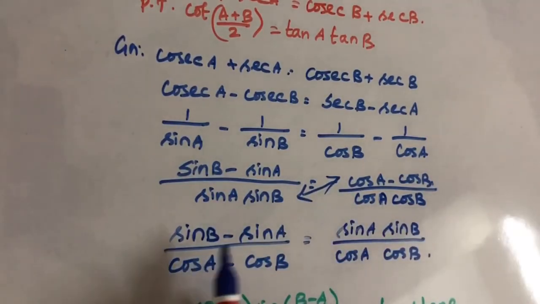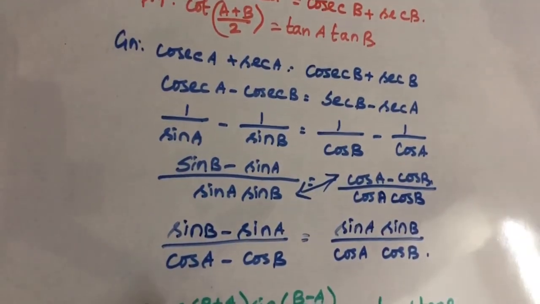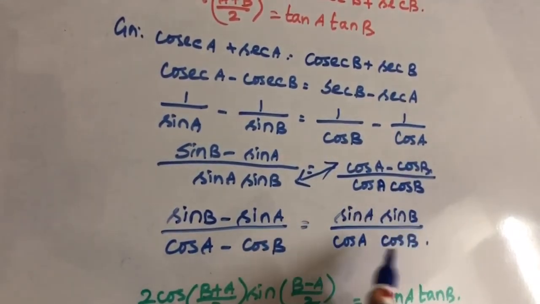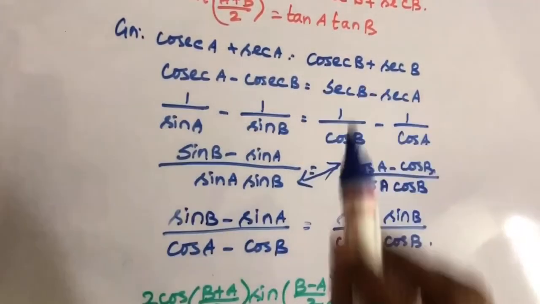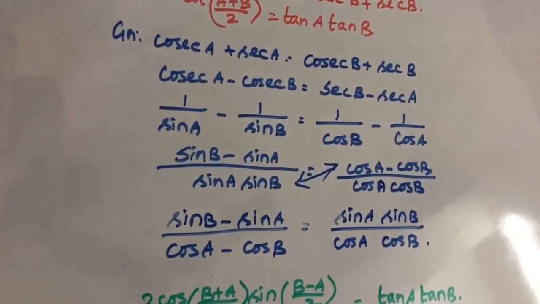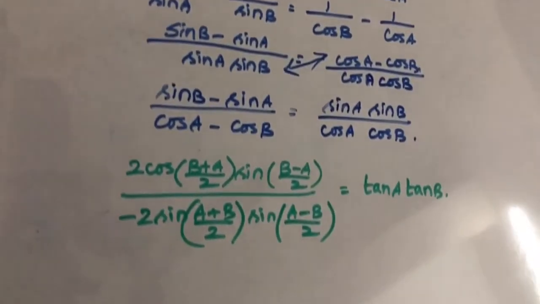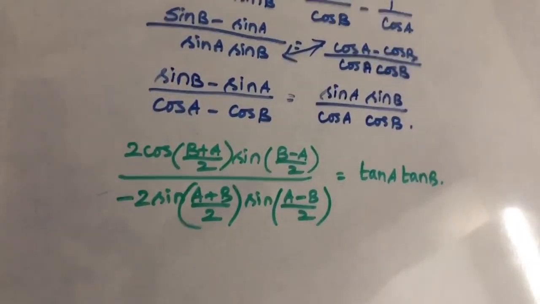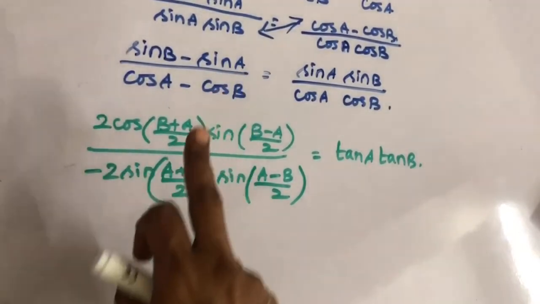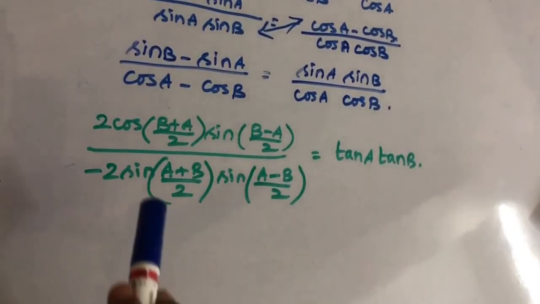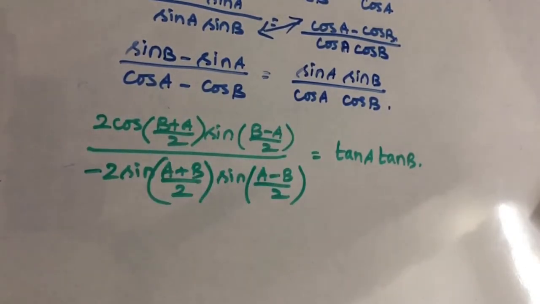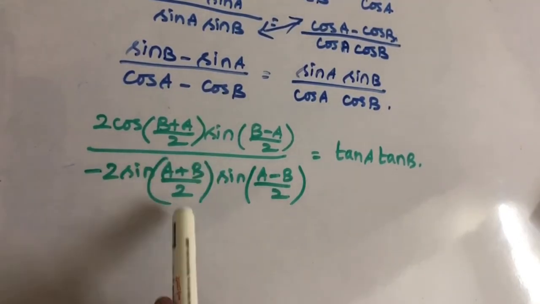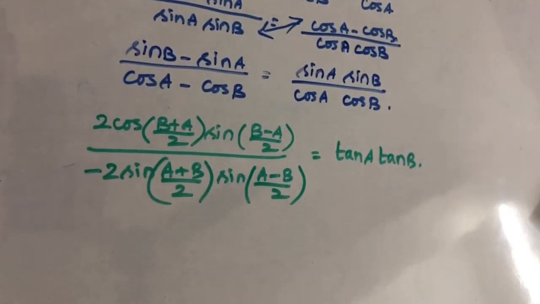Okay, so sin B minus sin A divided by cos A minus cos B is equal to sin A sin B by cos A cos B. Look, we can write it as tan A tan B, and that's our right hand side. Now we have to work on our left hand side only. Sin B minus sin A. I write the expression using the transformation formula, sin B minus sin A as 2 cos (B plus A) by 2 sin (B minus A) by 2. Similarly, cos A minus cos B is 2 sin (A plus B) by 2 sin (A minus B) by 2.